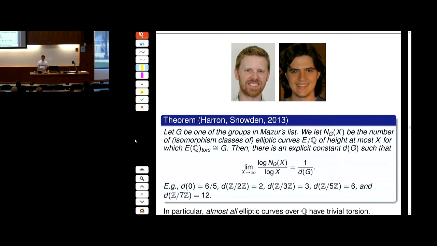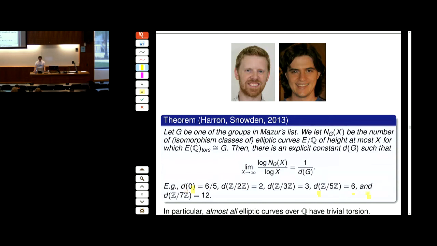Well, they give a count, and they find that the limit of log of that quantity over log of X is 1 over d(G). But you would like to say that N_G(X) is asymptotic to X to the power of 1 over d(G). They don't get quite that far. They prove a better estimate than this when G is 0, or Z/2, or Z/3. But in general, what they can prove is this log over log estimate. Okay, and they give a complete list of these d(G)'s.